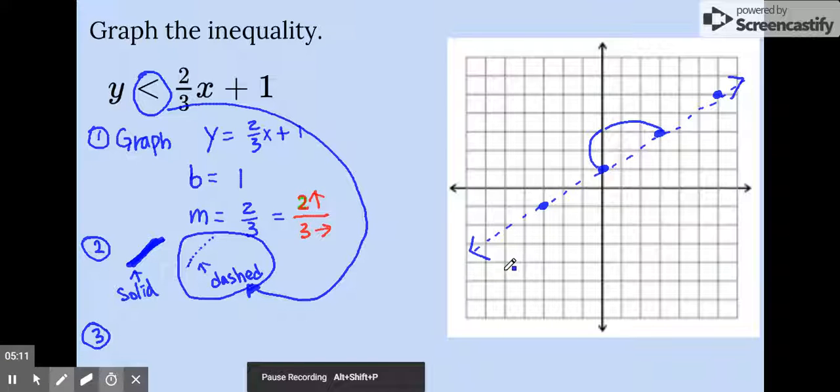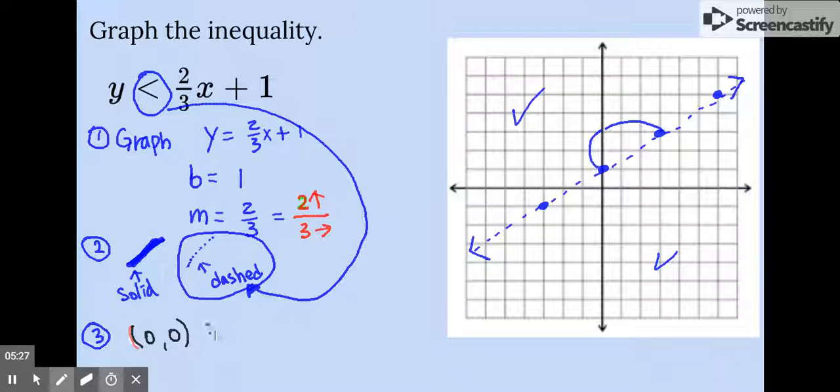All right, should be straight line. All right, number 3. Now we need to decide either this way is going to be the answer or this way is going to be the answer. What was our testing point? Testing point here is 0, 0.